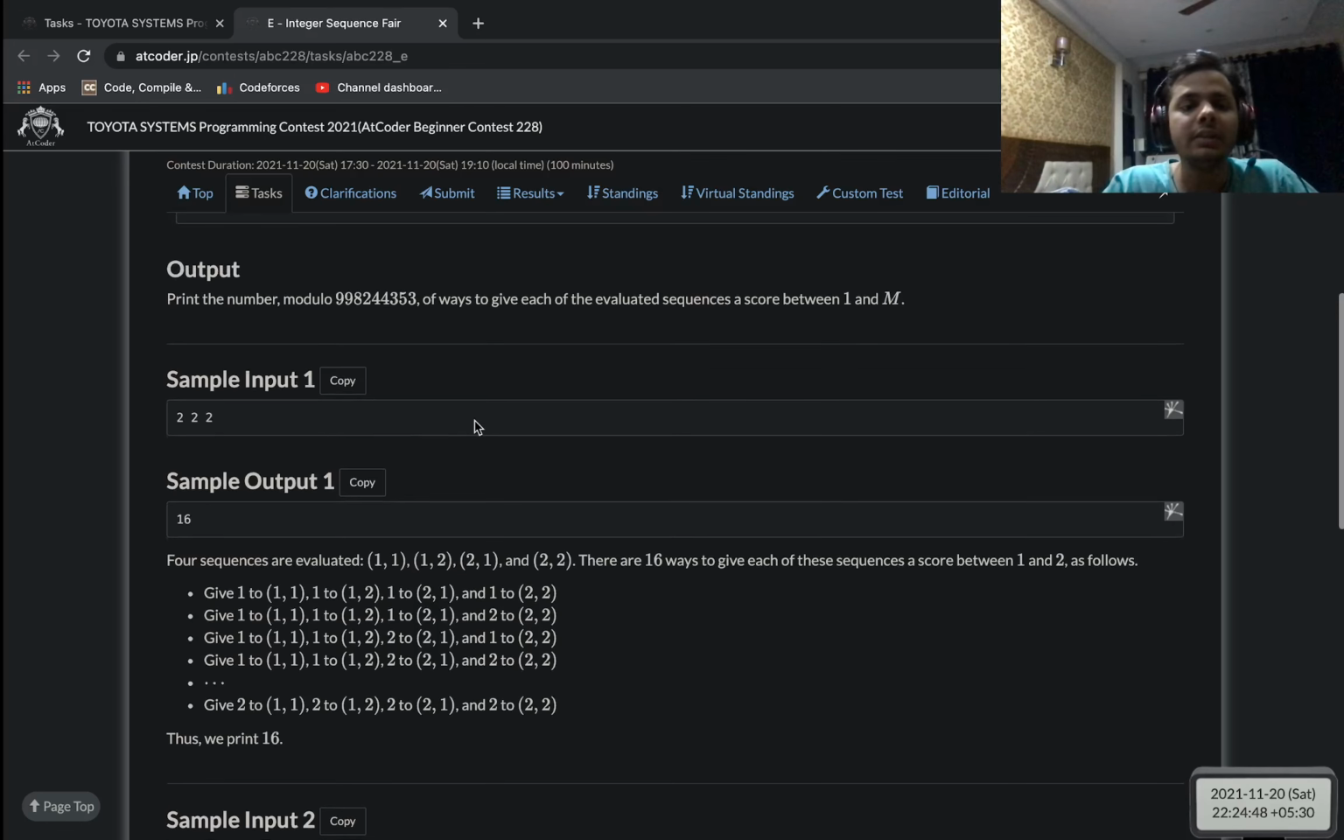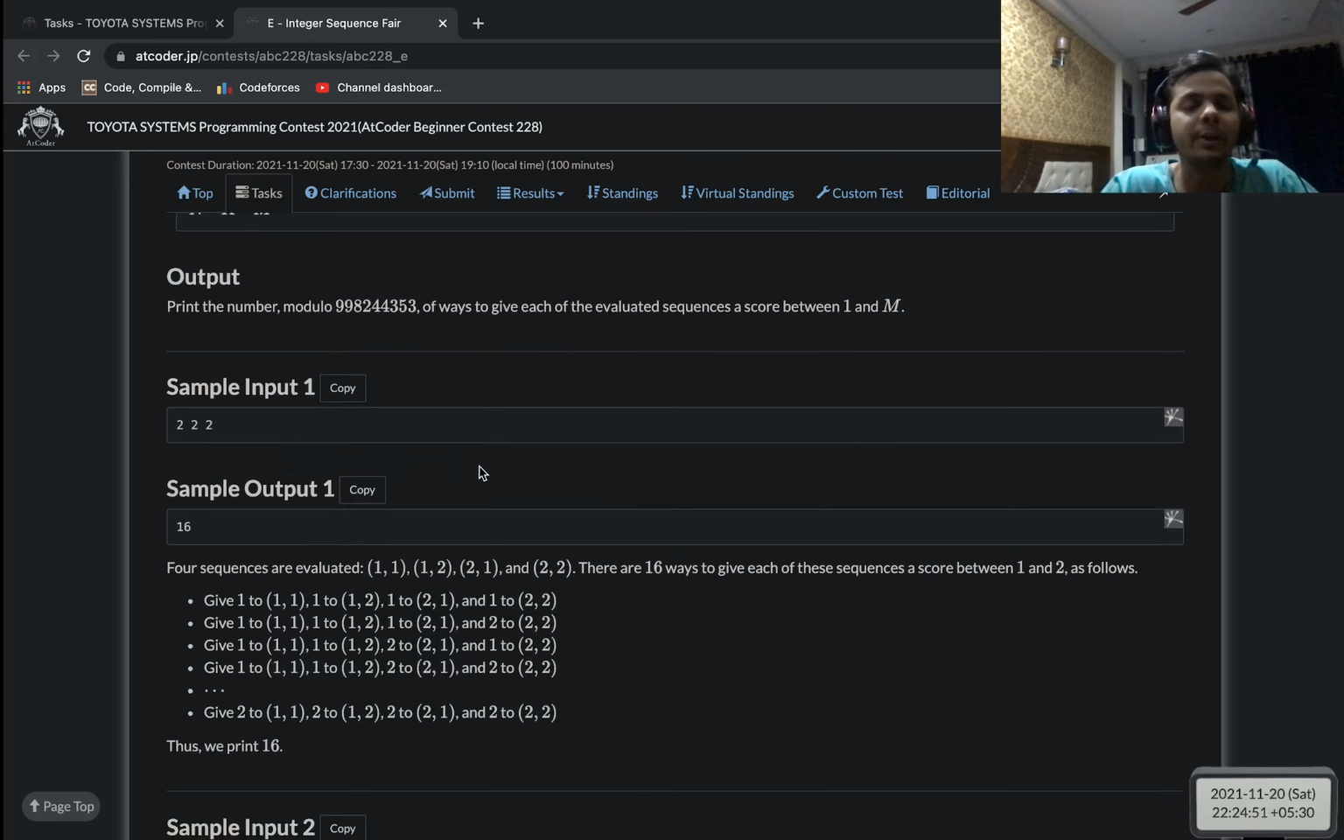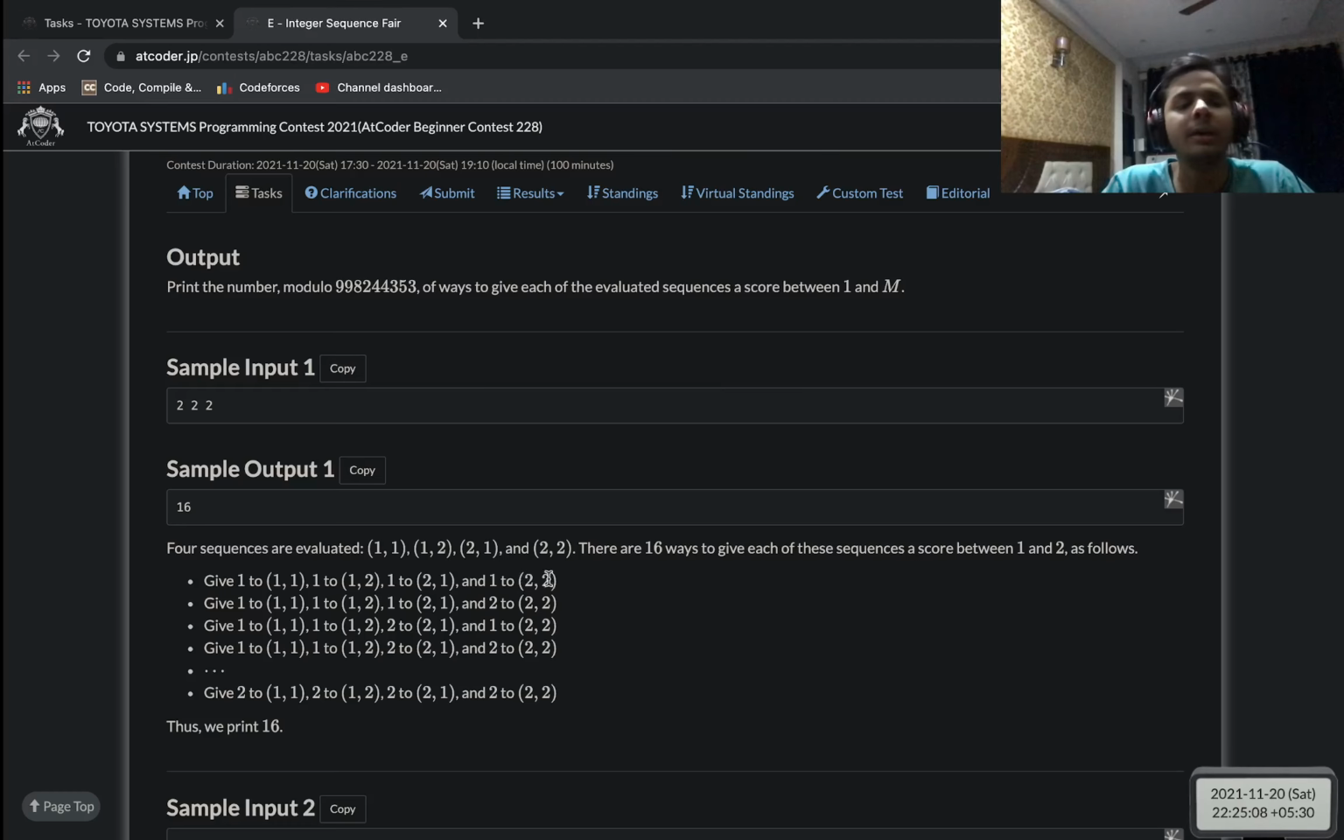Now, to each sequence, you can assign any value from 1 to m. And so, for each of these 4 sequences, again, you have two choices, either to assign it a score of 1 or to assign it a score of 2. So, your final answer would just become 2 raised to the power the number of sequences, because for every sequence, you have two choices. And so, it becomes 2 raised to the power 4, which is 16.